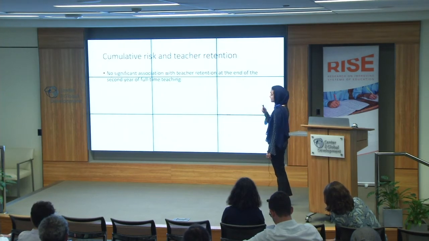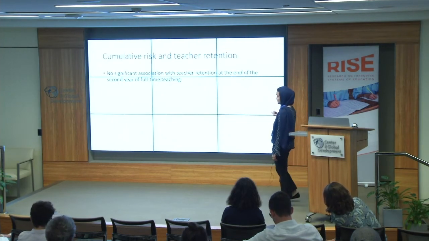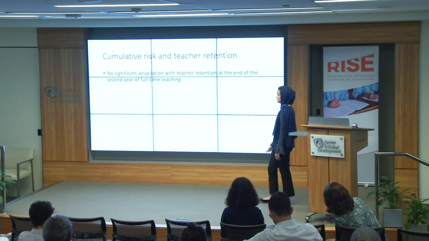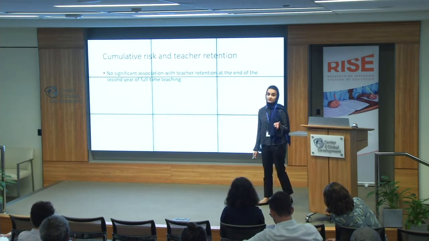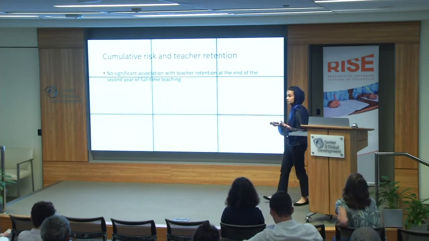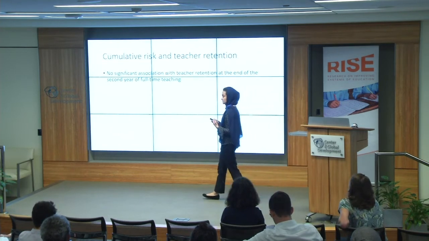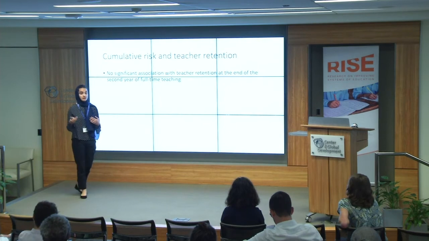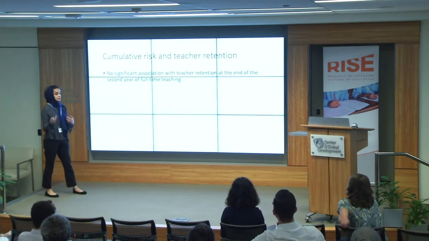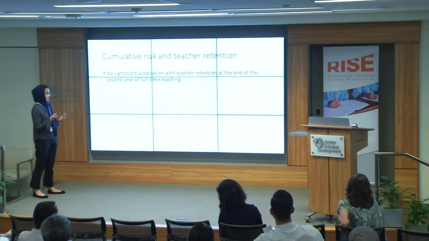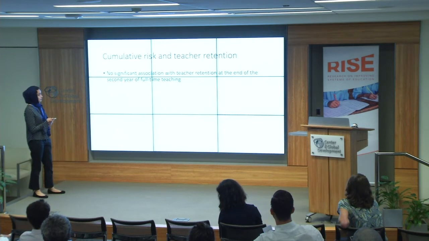And in terms of its relationship with teacher retention, we saw that there was no significant association with teacher retention at the end of the second year of full-time teaching. Now, we didn't have data for the third or fourth year. There's literature that shows that teachers tend to attrit more at the end of the first 3 years, and particularly more at the end of the 5 years. So if we do have enough data, we could follow up to see if retention does become significantly associated with cumulative risk at those time points.